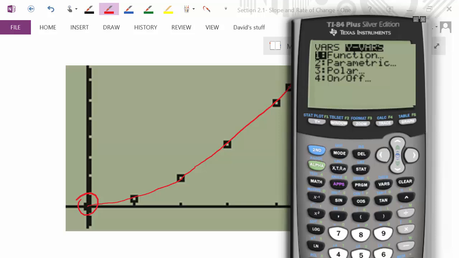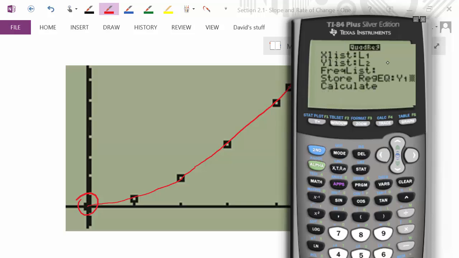And we don't know what parametric equations or polar equations are, so let's just go with functions. All right, so hit enter or type the number 1. Now all it's asking you is, in your y equals area of your calculator, do you want it in the first line, second line, third line, fourth line? We'll put it in the first line. So I'll leave it right there on y1.